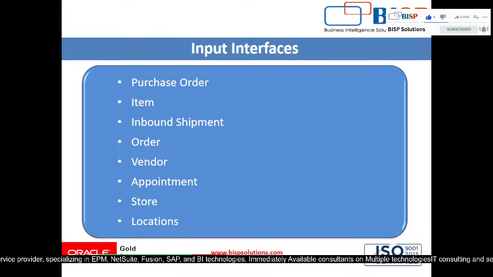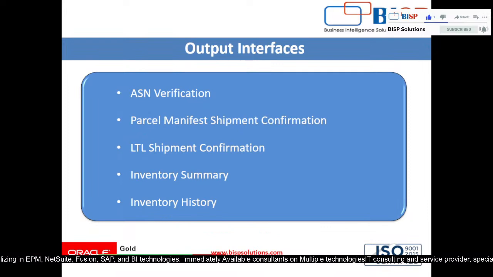In the same way, we have some standard output interfaces, like SN verification, shipment confirmation, inventory summary, inventory history, LTL shipment confirmation, right? So these are how WMS Cloud shares information with external systems through the output interface, right? So this is all about the integration framework: system integration framework, supported formats, input and output interface integration, right?